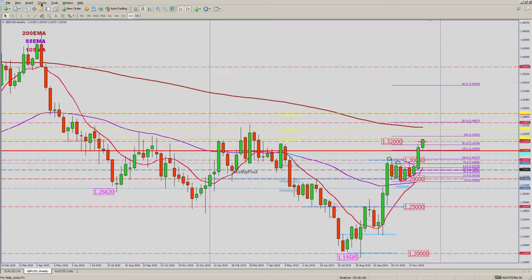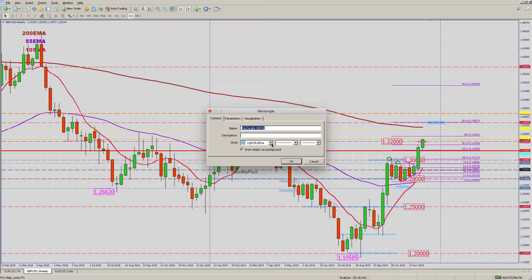Okay, so this is the optimistic target area.